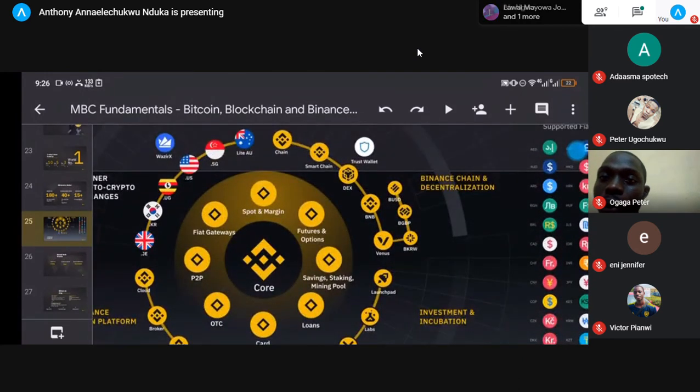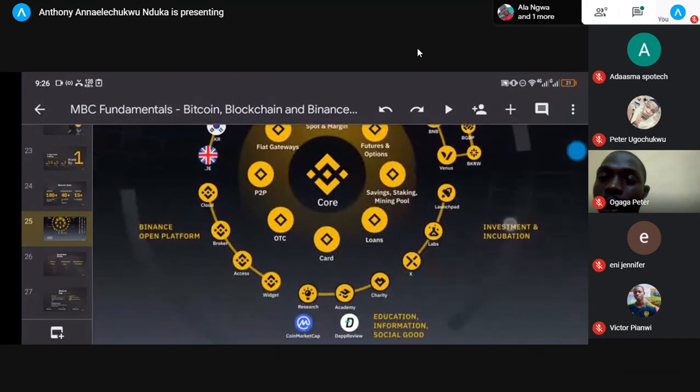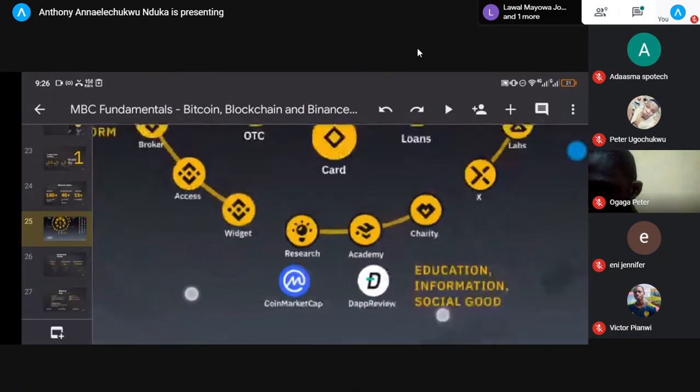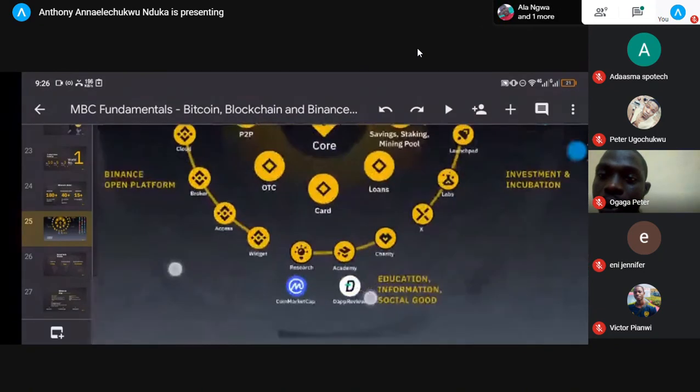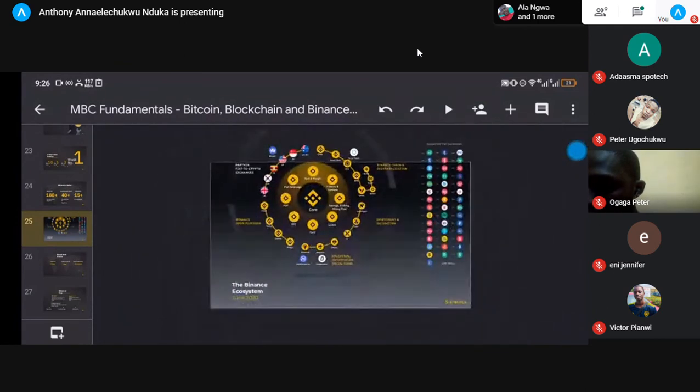If you look, Trust Wallet belongs to Binance. If you do not know, please know it now. Binance is the owner of Trust Wallet and some other stuff like this. CoinMarketCap also belongs to Binance. The Binance Academy, lots and lots of things here, lots of products that Binance owns. These are some of the amazing things that Binance has.